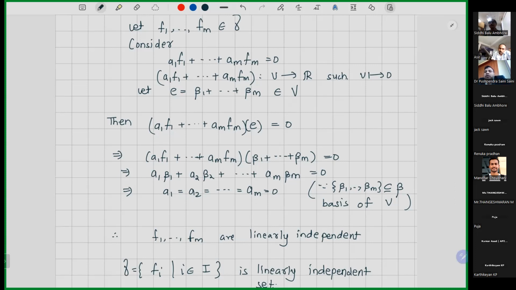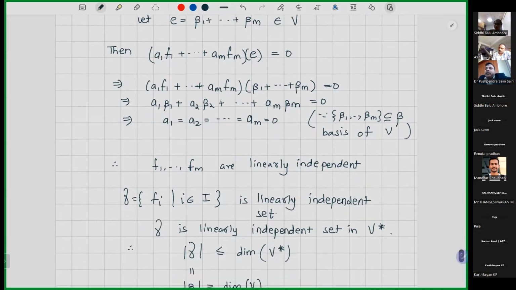Is it? Yes, sir. Can you show some pictures? Whenever we teach the students, some figure is drawn where one element maps to another element.